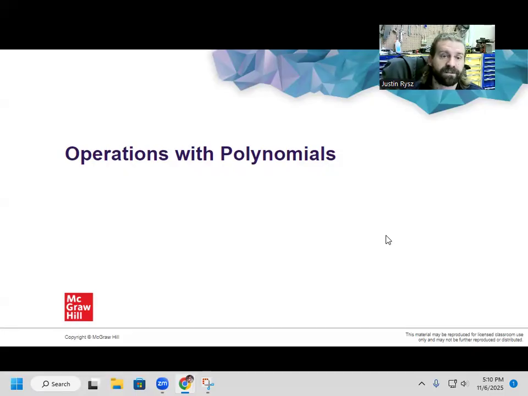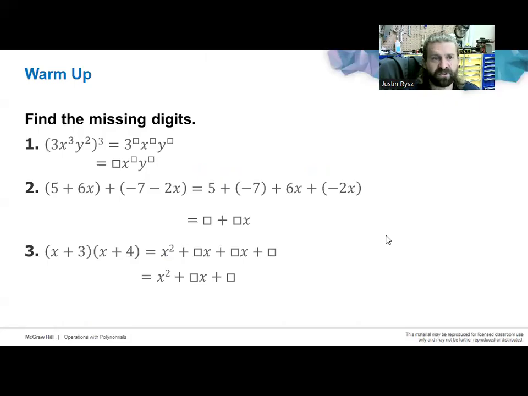So now what we're going to do is operations with polynomials. We'll break it up into two parts. We'll do the easier ones today. So just a little warm up here is to see if we can figure these out. So go ahead, pause. Obviously there are squares here because we want to figure out what goes in there. Let's see if you guys can simplify these expressions. All right, let's see if you're ready to check.